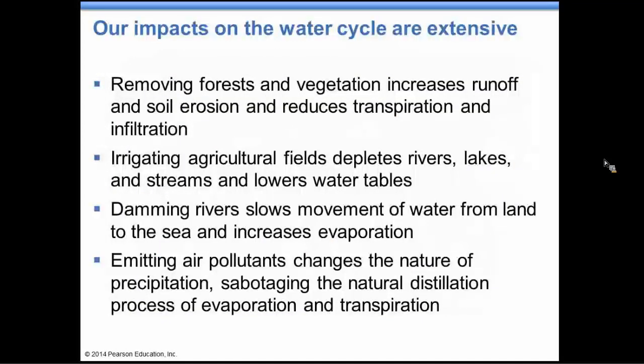So, as I was saying, humans have impacted these geochemical cycles, and the water cycle is no exception. Our impacts to the water cycle have been extensive, and this is due to removing forests and vegetation. It increases runoff, and then the soil will erode, which will further increase runoff because there's no more infiltration into the soil, and then it reduces transpiration. Irrigating agricultural fields requires a large amount of water to grow a crop, and this depletes rivers, lakes, and streams, and it lowers water tables. Damming rivers can slow the movement of water from land to the sea and increase evaporation. Emitting air pollutants changes the nature of precipitation, and this sabotages the natural process of evaporation and transpiration.